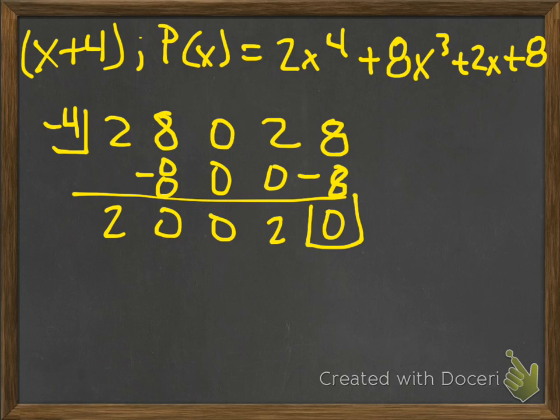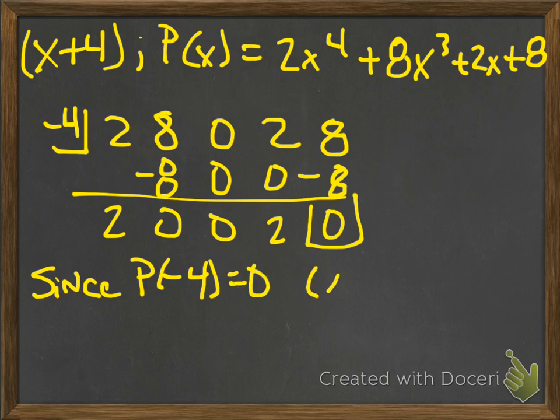You can see how we're going through this, and we get an answer of 0. Brought down the 2, negative 4 times 2 was negative 8, 8 minus 8 is 0, 0 times negative 4 is 0, 0 plus 0 is 0, negative 4 times 0 is 0, 2 plus 0 is 2, 2 times negative 4 is negative 8, 8 minus 8 is 0. The key is, since the remainder is 0, it divides evenly, which means it's a factor. So x plus 4 is a factor of 2x to the 4th plus 8x cubed plus 2x plus 8.